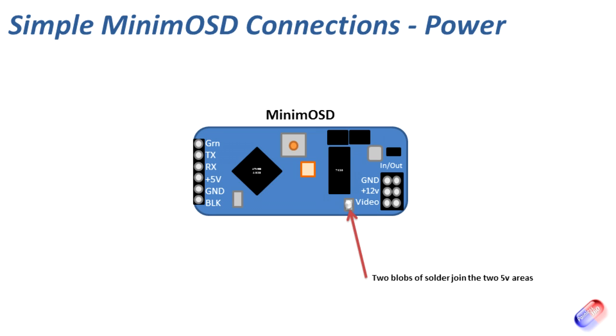So now we know that, and that's how it works. So the two golden rules are: make sure that you've bridged the two blobs with solder and don't connect 12 volts to the output pins, then you'll be good.